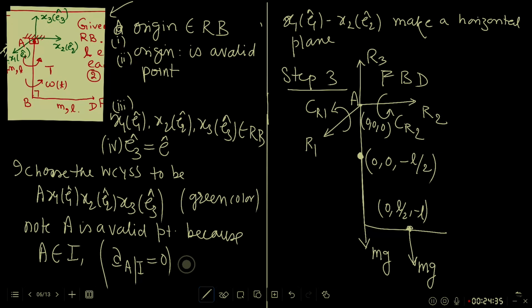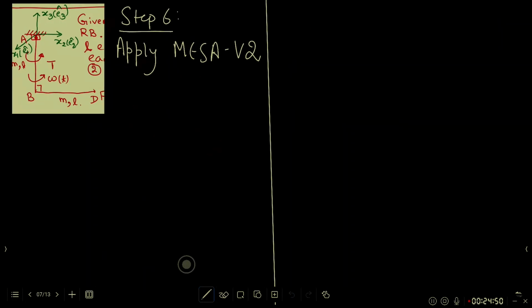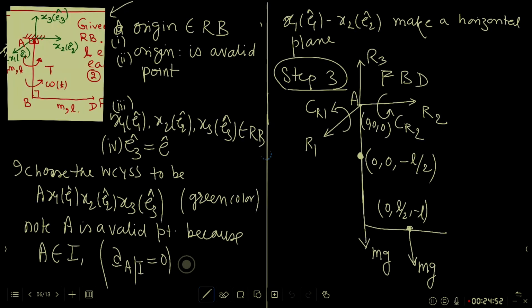R1, CR1, R2, R3, CR2; 0, 0, minus L by 2; 0, L by 2, minus L. Step 3 done. What is step 4? Step 4 is apply Euler's first axiom.